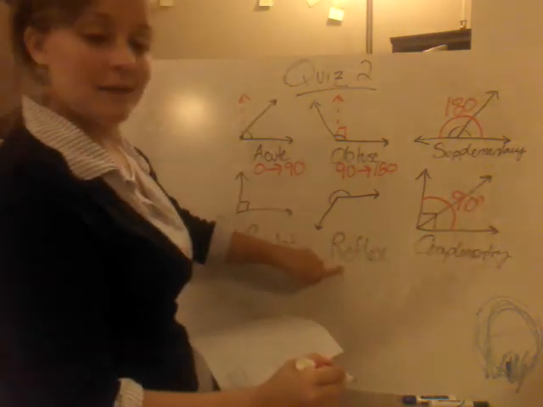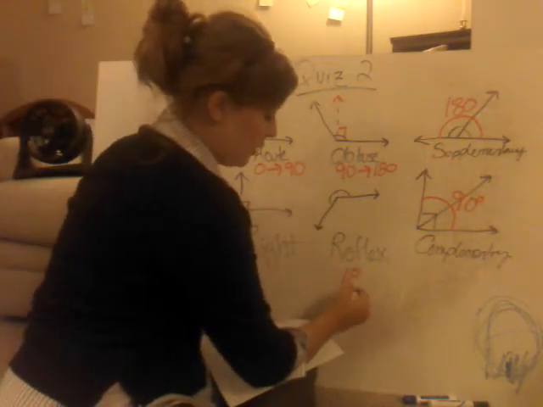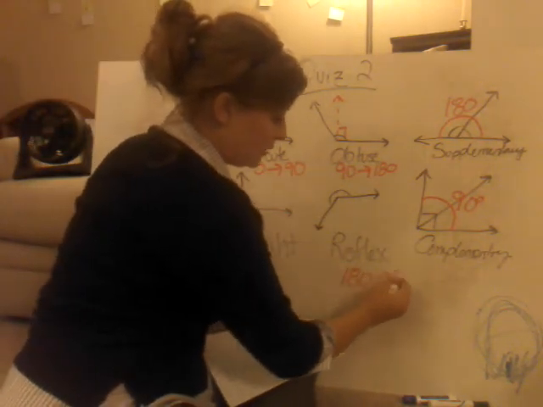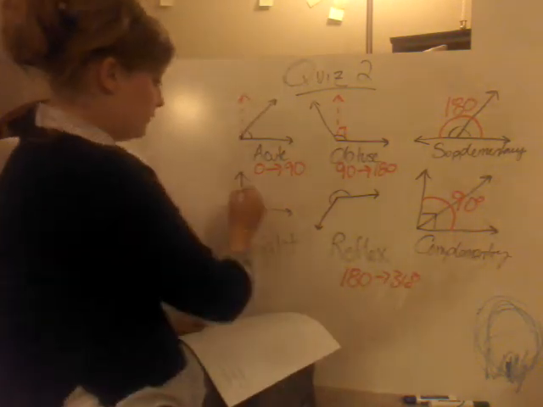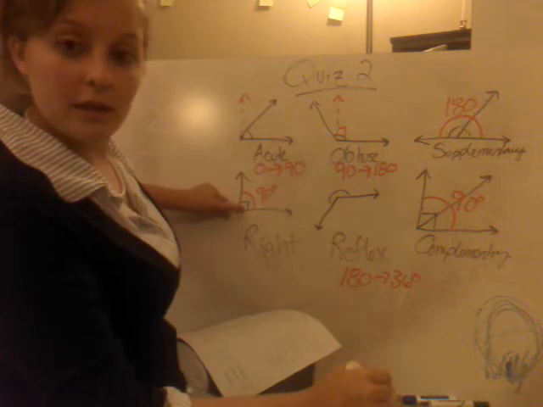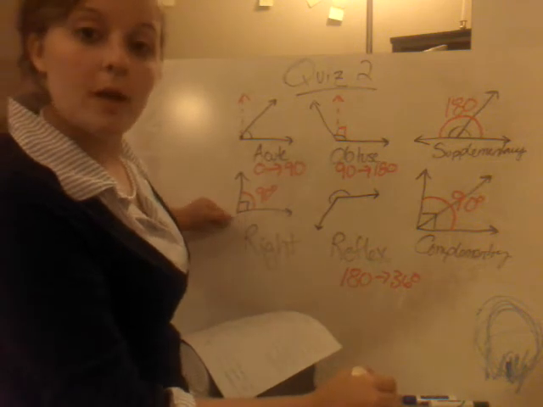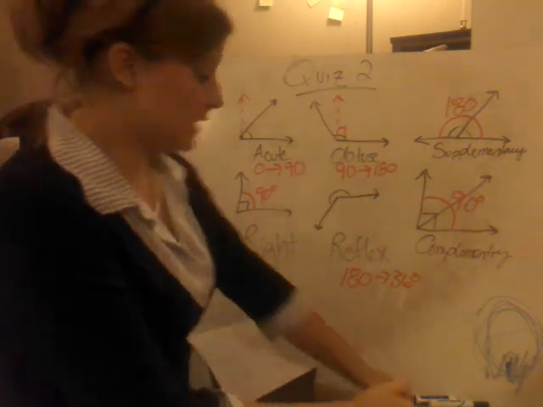Alright, I have my reflex. My reflex angle is anything from 180 to 360. And then my right angle is exactly 90 degrees. And I have my little perpendicular square here to remind me that that is 90 degrees. Okay, so that's 1 through 6.